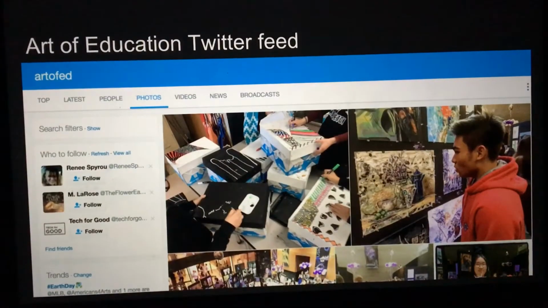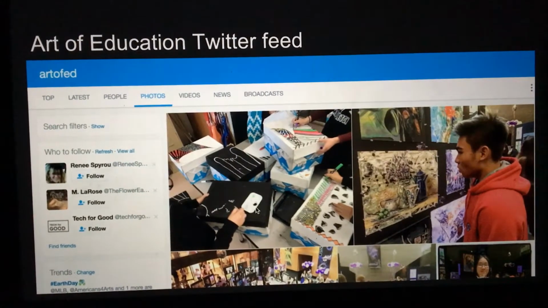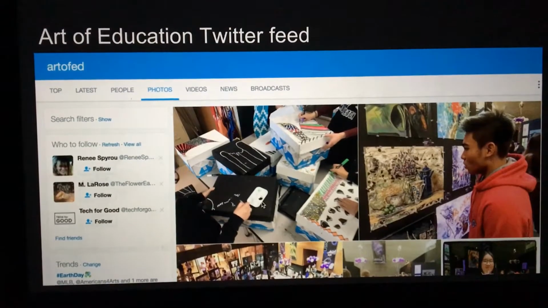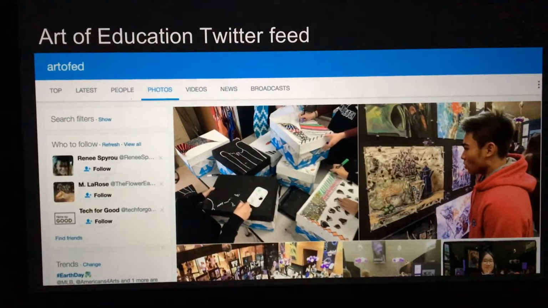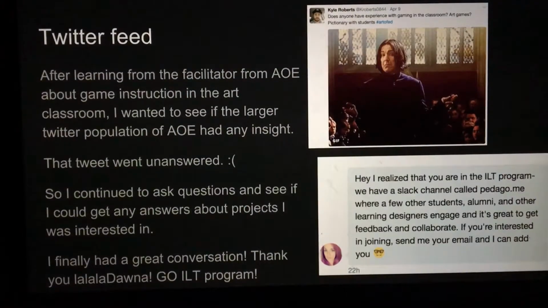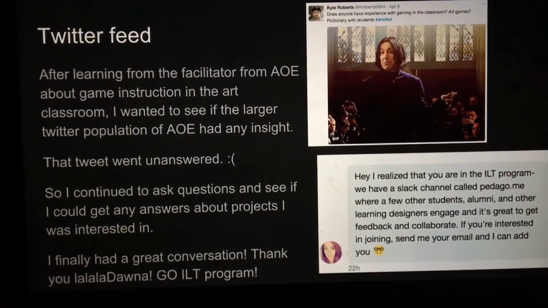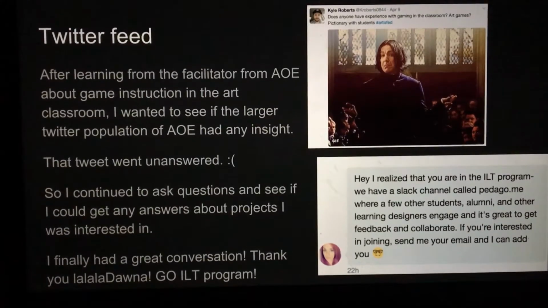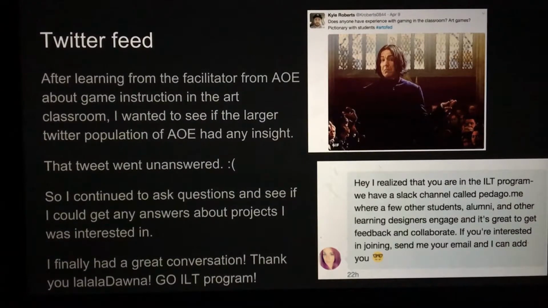So I went to the Twitter feed, and with their Twitter feed, they have a lot of offerings of teachers presenting their work, their students' work, and posing questions in general. So I was interested in the Twitter feed. I follow it, and they keep up daily. So with the Twitter feed, because I wanted to continue to try to find anything that I could find out about games in the classroom for art teachers, I posted my picture, my question, and unfortunately I still have not heard back from anyone about that.